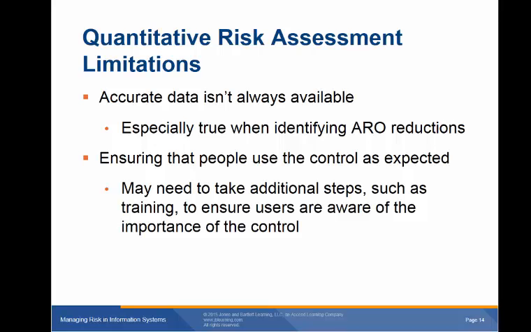The quantitative risk assessment limitation: accurate data isn't always available, which is especially true when identifying annual rate of occurrence reductions, and basically ensuring that people use the control as expected. It may need additional steps such as training to ensure the users are aware of the importance of the control.